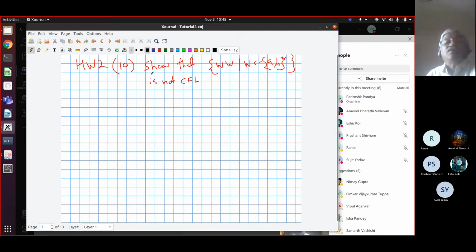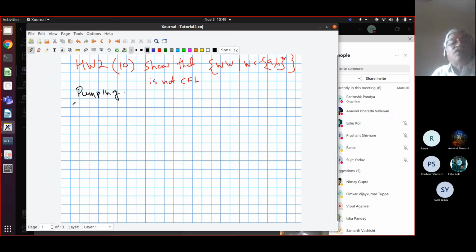Question number 10 says that the set of strings of the form WW, where W is an arbitrary string in (a,b) star, is not context free. So how do we show it, Arvind? Sir, didn't we do this in class? We did this? Yes. Okay. So what string did we take? We used the pumping lemma, right? Yes. Still, I'll go over it a little bit.